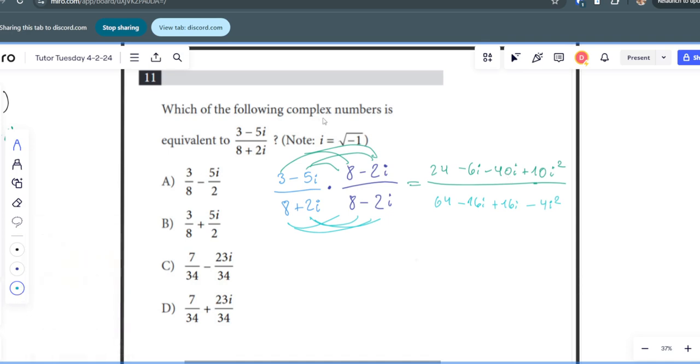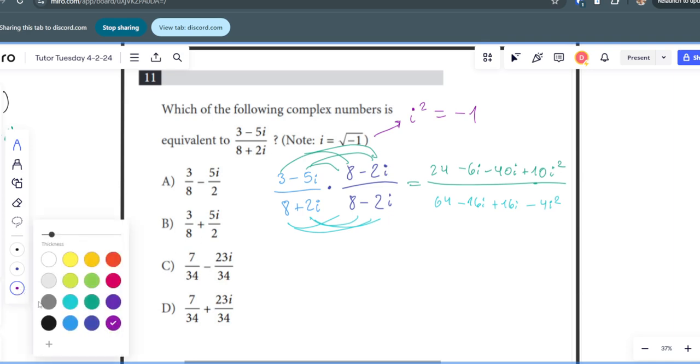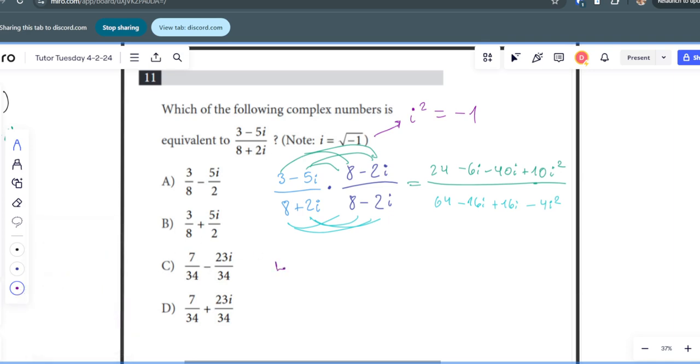Now the other piece of information they give you is that i is equal to square root of negative 1. So you should know with complex numbers that i squared is negative 1, right? I could square both sides here, get rid of the square root. i squared is negative 1. So we can replace that. We can combine some like terms. What we end up getting here is 24 minus, so minus 6i minus 40i is minus 46i. And then plus 10i squared.